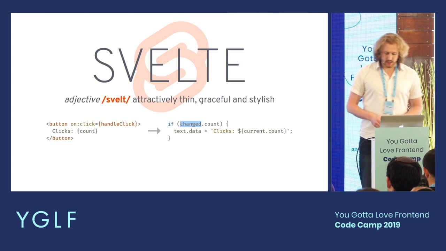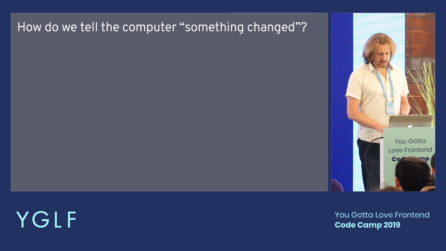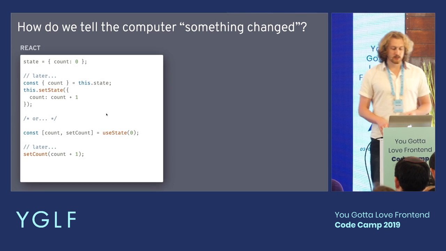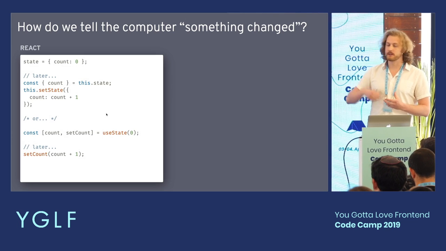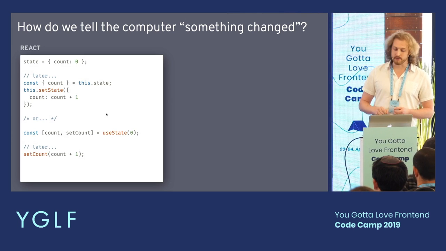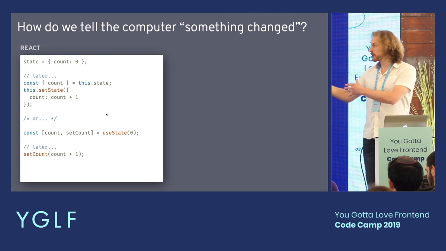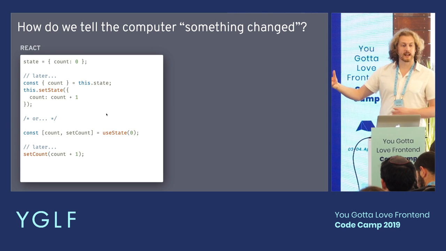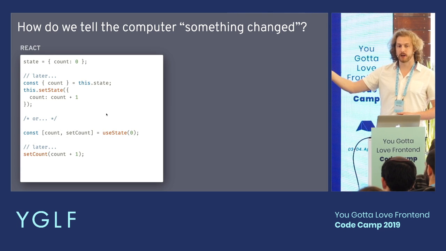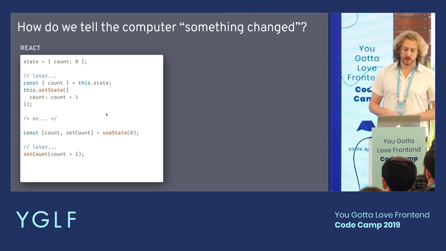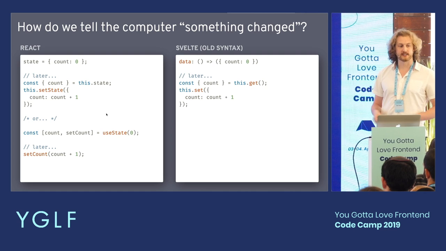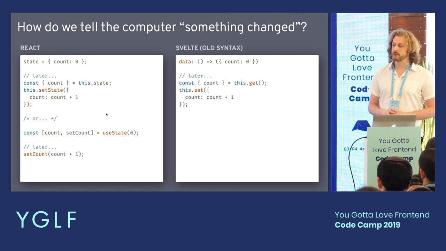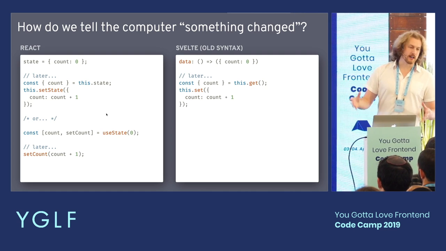Now, frameworks have solved this problem in different ways over the years. Old school React with classes had this.setState. You pass it some new state, it merges it with the old state, and it triggers a re-render. In modern React, we use hooks, we call the setCount function, and then it updates its counterpart, the count variable. In old school Svelte, we had something very similar to classical React. this.set instead of this.setState, that also triggers a re-render. And that's fine, it works.